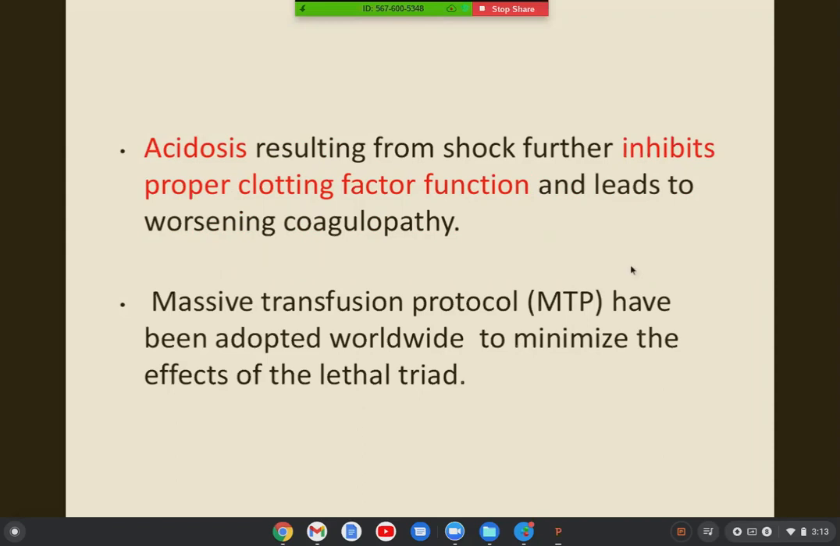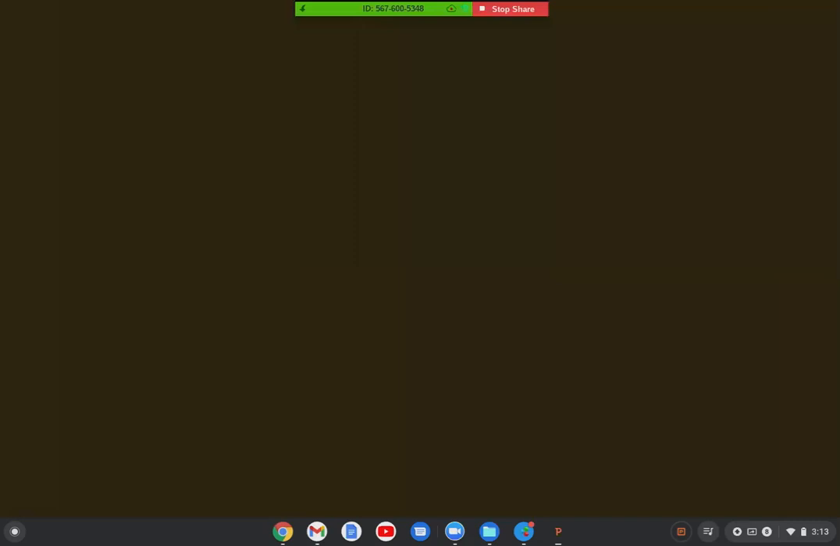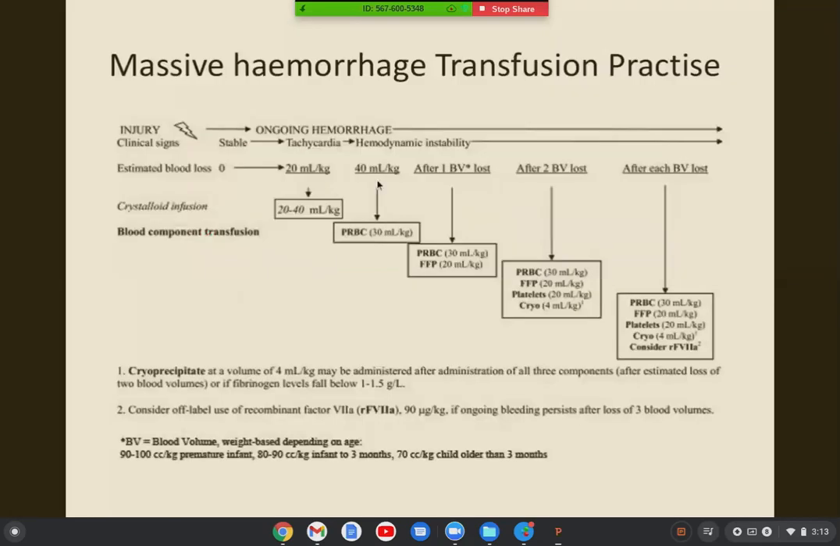Massive blood transfusion protocols have been adopted worldwide to minimize the effects of the lethal triad. So when you have reached approximately 1 blood volume loss, that is the time when you have actually transfused more than 30 ml per kg of PRBC, you need to put 20 ml per kg of FFP along with it. And when you have given 2 blood volume loss, after 2 blood volume loss, you need to add 20 ml per kg platelet and 4 ml per kg of cryoprecipitate if you are able to get cryo.